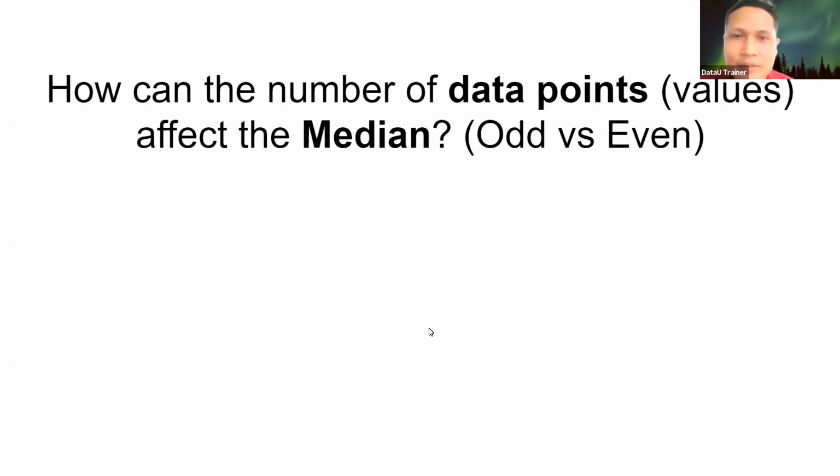All right. So now we have an additional question. How can the number of data points, or another way to say data values, affect the median? So let's say you have an odd amount of numbers or data points in your list, or you have an even amount. So how would you know what the median is for those types of situations? And after that, can you try to choose somebody? Let somebody else try it first.